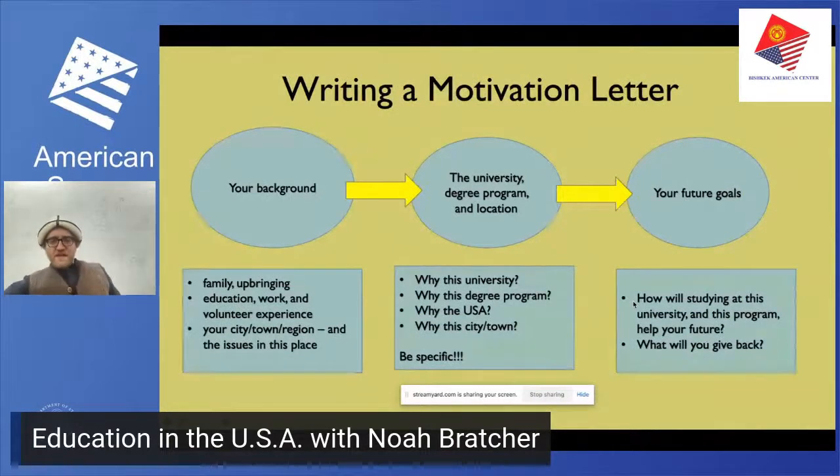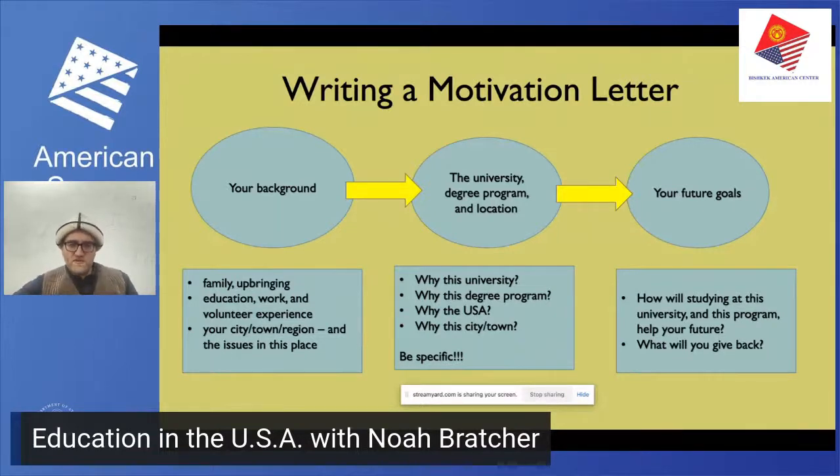So you want to start with your background. Where are you from? What was your family like? What was your upbringing like? What was your education like? Where have you worked? Do you have volunteer experience? What is going on in your town? So for foreign students, it's a good idea to think about your background as the beginning of your motivation letter, and then you're going to show later why will you study and how will it improve you as a person so that you can go back to where you're from and contribute something, right?